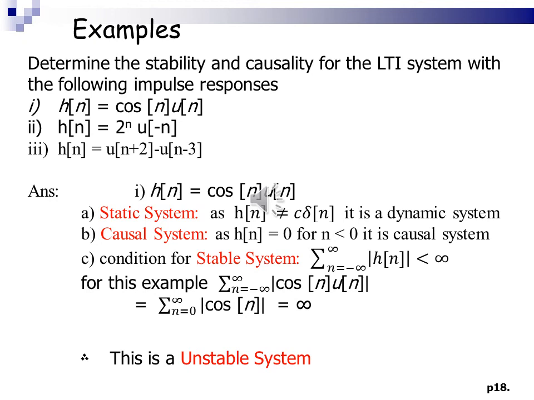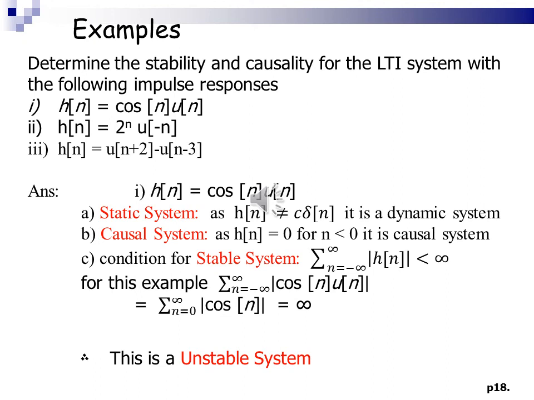So how do we provide the reason? In the form of a mathematical condition, h of n is not equal to c del n. So this becomes my condition. Second, causality. For causal systems, we have seen the condition that h of n must be 0 for the negative time axis or negative values of n. As the function is multiplied by u of n, it has all values 0 for n less than 0. So it satisfies the condition that h of n is 0 for n less than 0. As the condition is satisfied, it must be a causal system.